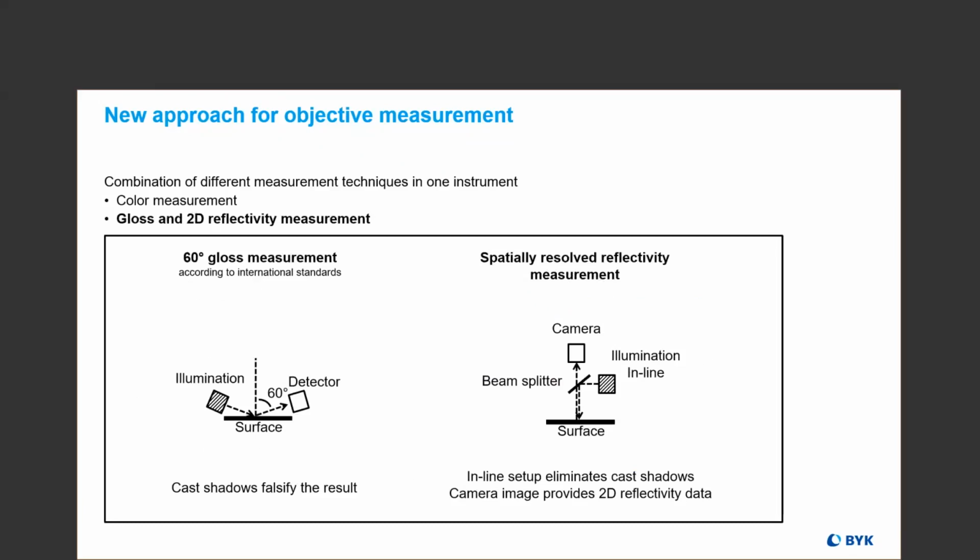So here we have those two methods side by side, the traditional gloss measurement on the left, where the light's hitting the surface at an angle, and the 2D reflectivity measurement on the right, where the light is in line with the camera, which eliminates the casting of shadows. Also remember that the reflectivity measurement, unlike the gloss measurement, is spatially resolved, which just means that we're measuring the reflectivity of a large number of spots on this surface individually, as opposed to the gloss measurement, which just averages the gloss over the area that that light beam is covering.